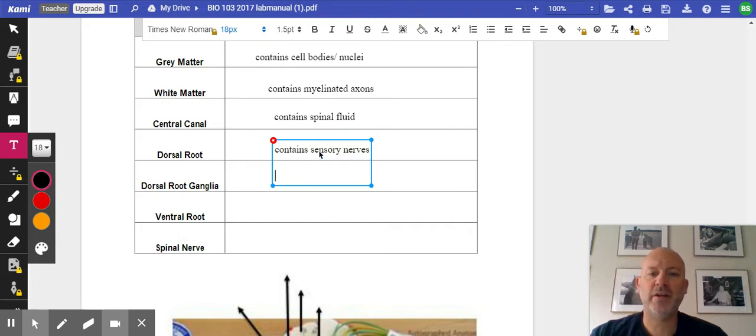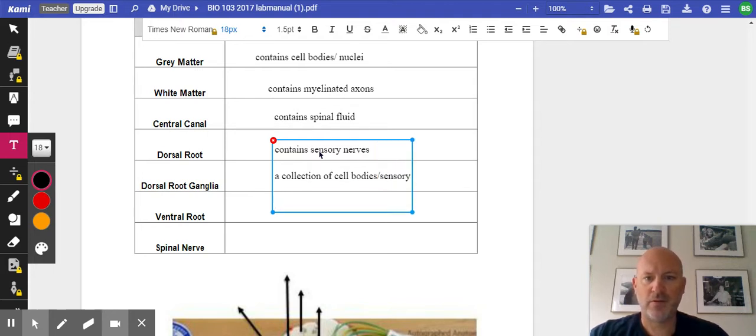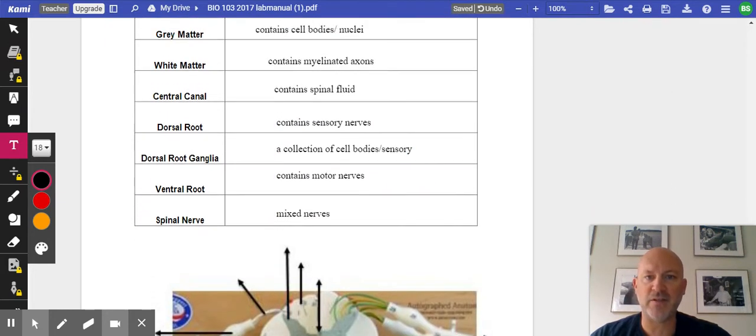The dorsal root ganglia is a collection of cell bodies of the sensory nerves. The ventral root contains motor nerves. And spinal nerves. These are mixed nerves, so they contain both, and I'll show you exactly what we're talking about for all of these things here.